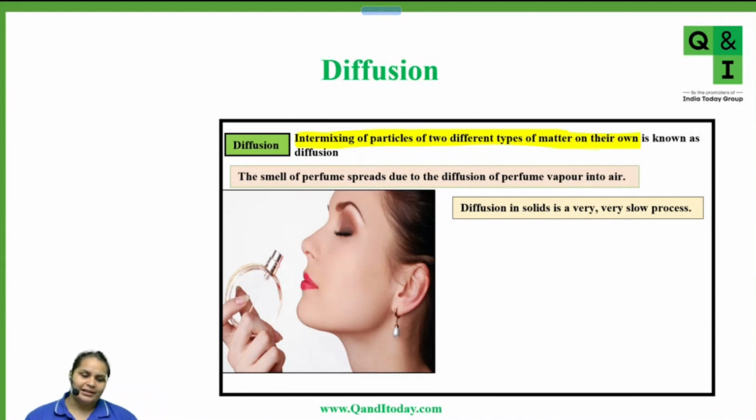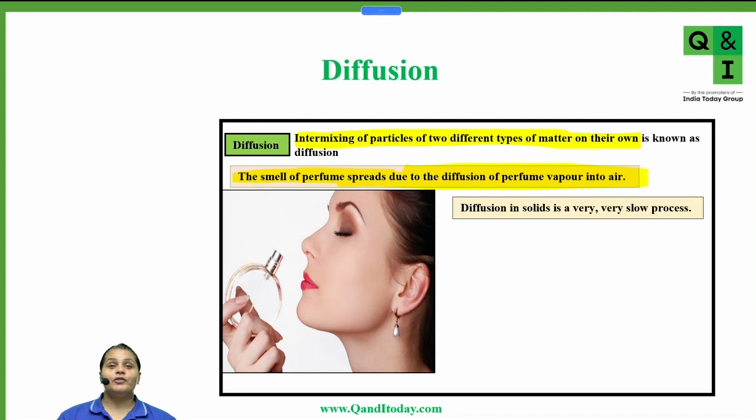Now you may think that okay, this is the easy one, like what kind of thing we are doing, but believe me, this kind of question actually comes in exam. They can simply ask you how are you able to smell the perfume, so you have to write this only. The smell of perfume spreads due to the diffusion of perfume vapor into air.